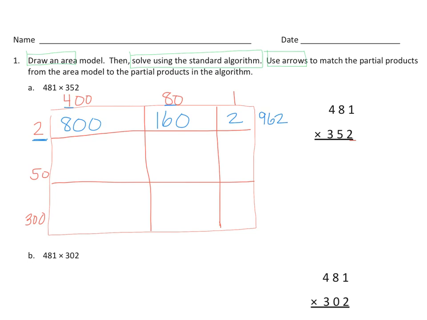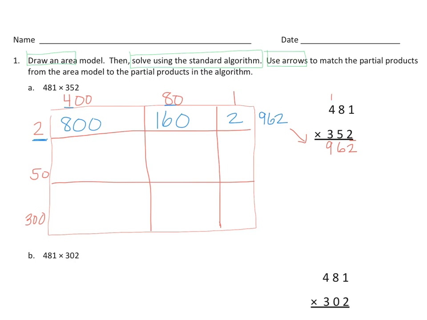So let's hop over to the standard algorithm and practice those steps. We have 2 times 1, that's going to be 2. Then we have 2 times 8, that's going to be 16. So bring down the 6 and then carry the 1 over to the hundreds. And then 2 times 4 is 8 plus 1 more is 9. So that 962 matches our first partial product.